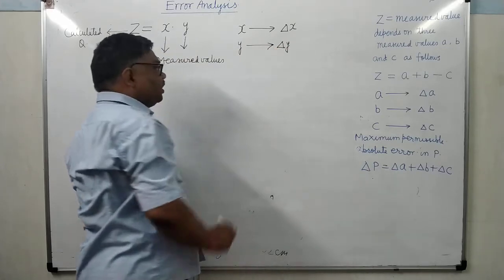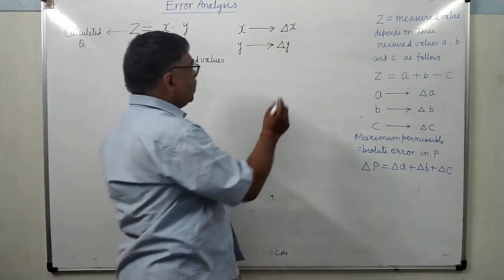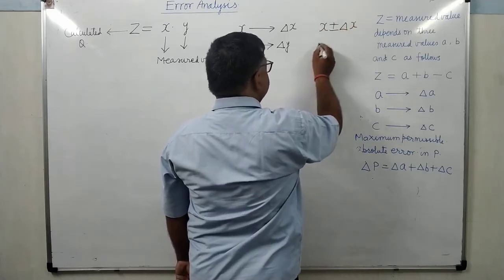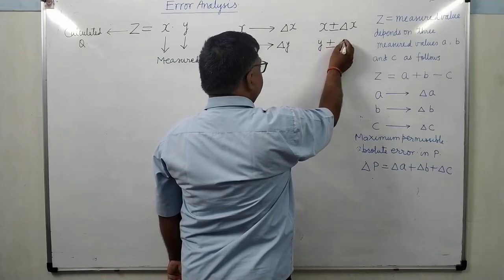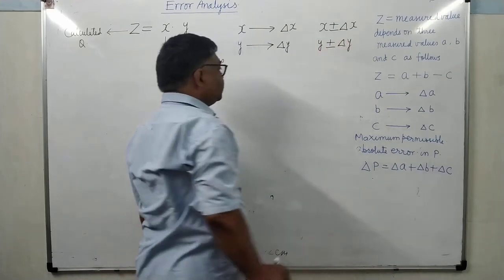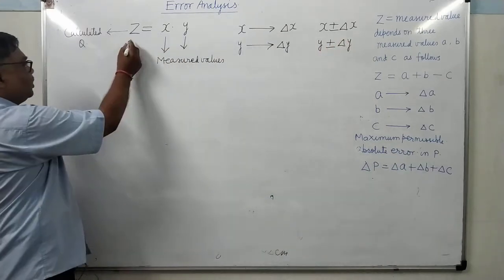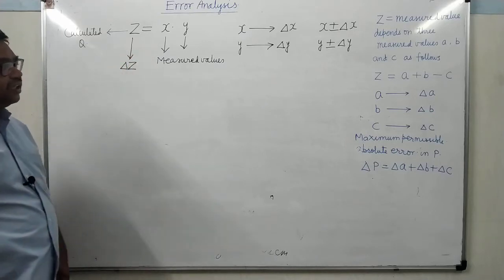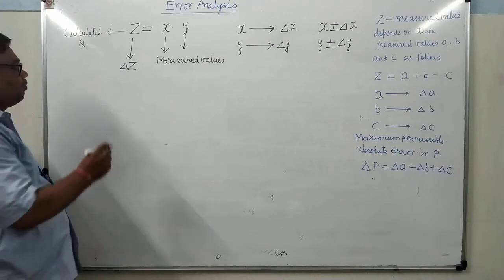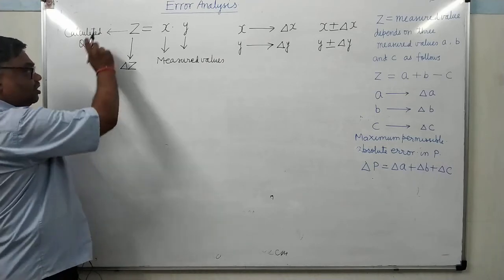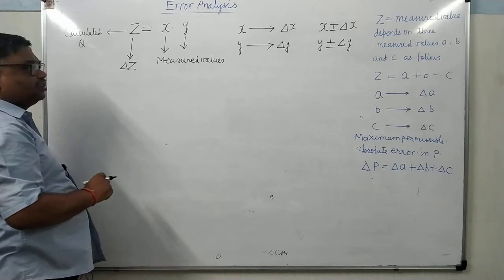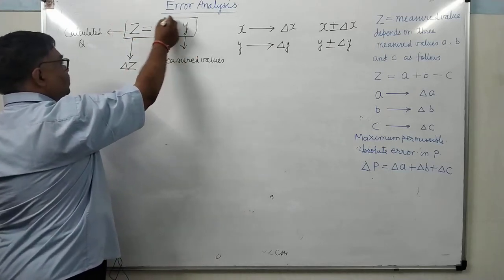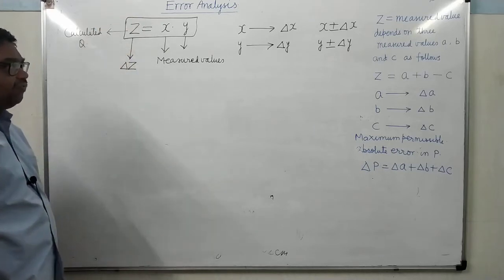So what will you write? X with due consideration of error will be written as this. With due consideration of error, Y will be written as this. Let the absolute error in Z be delta Z. So what will be this relationship with due consideration of error?